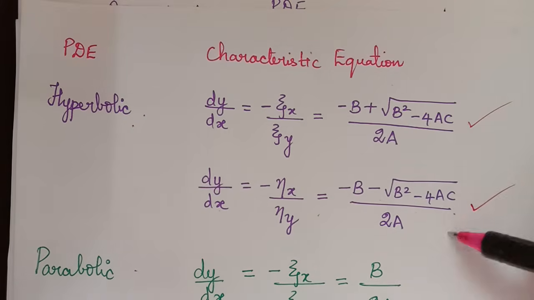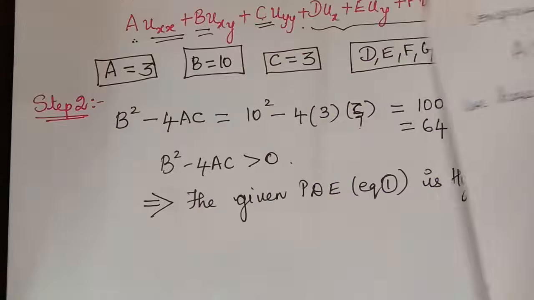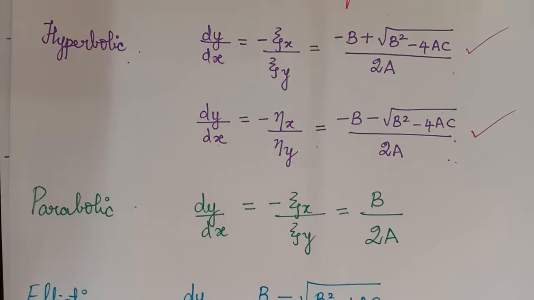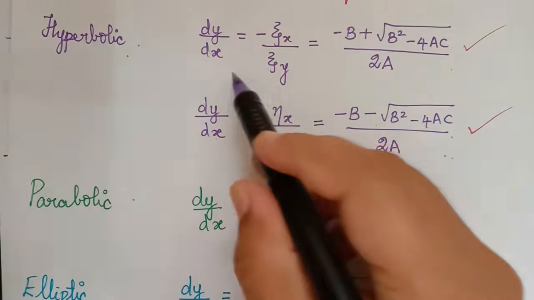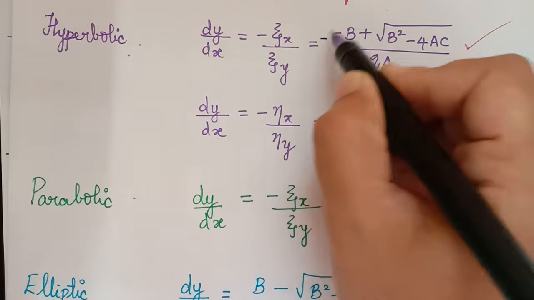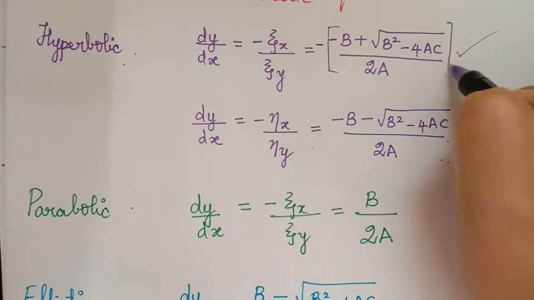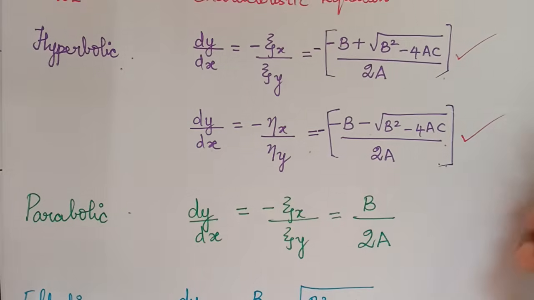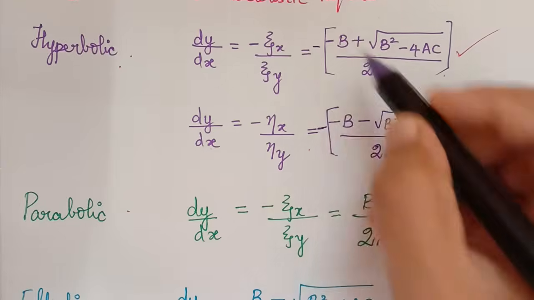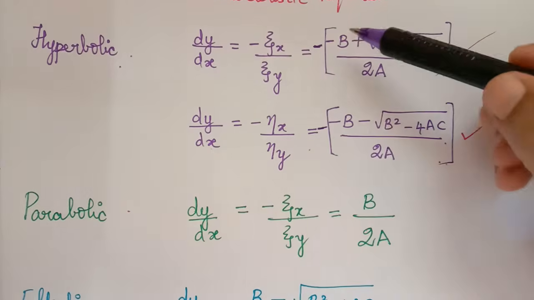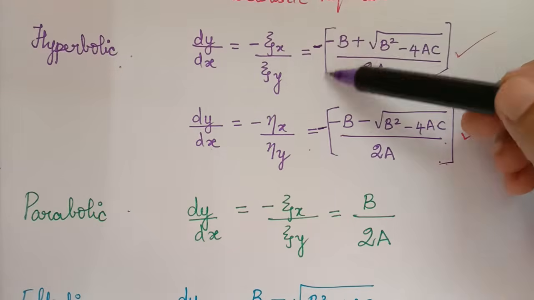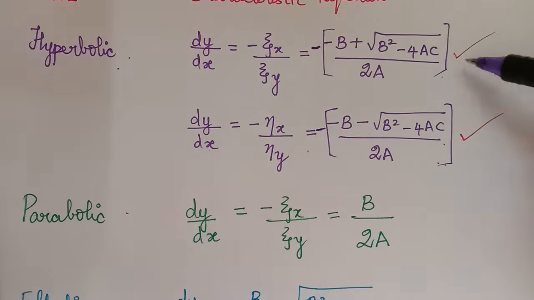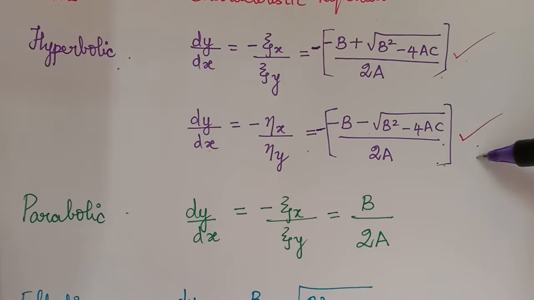So let us take this and write now. But here for hyperbolic we have dy by dx to be this, and here we should have a negative sign. So kindly make that change. It should be the negative of this value. So kindly make this change while writing the formula. These two are the characteristic equations.